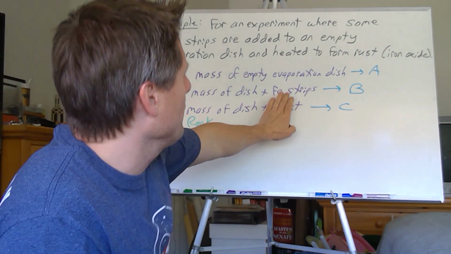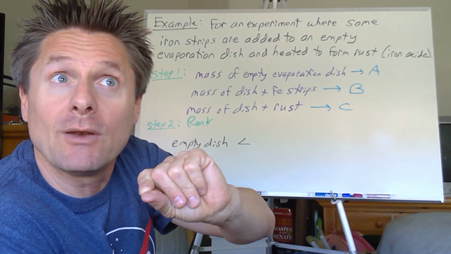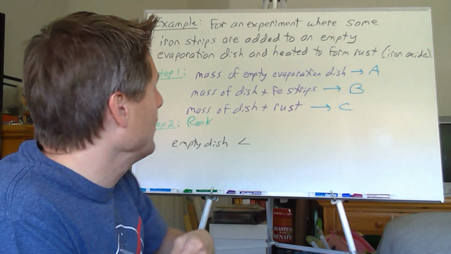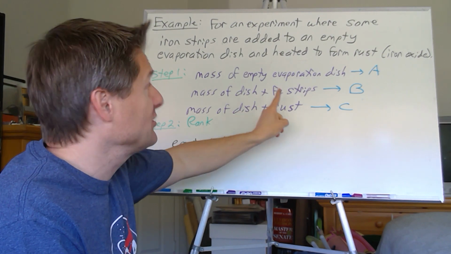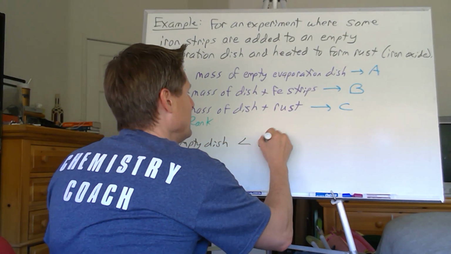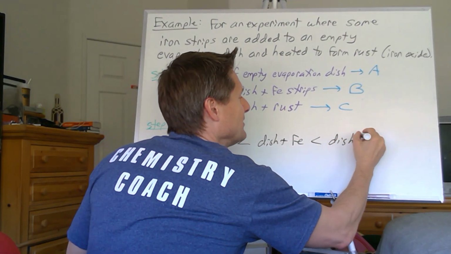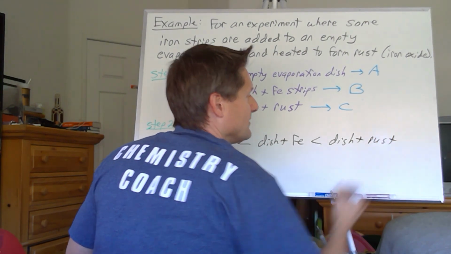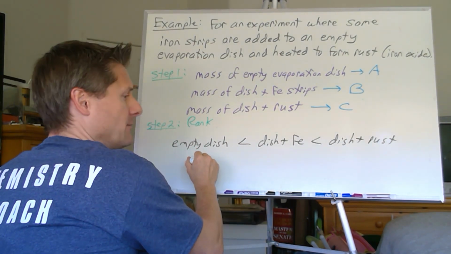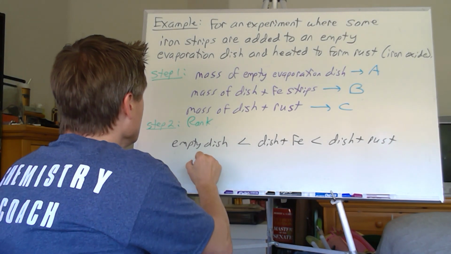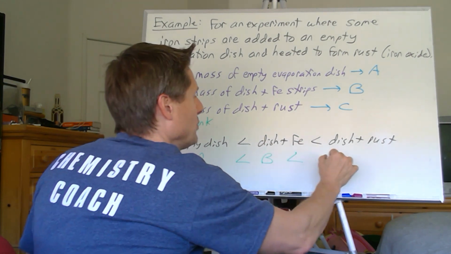And then now we got to think, would the iron strips be lighter or the iron strips with the oxygen added to it? Well, when we heat it, we're adding oxygen, so it gets heavier. So it looks like the dish plus the iron would be heavier than the empty dish, but lighter than the dish plus the iron plus the oxygen, right? So I'm going to put the dish plus the iron here, and that would be less than the dish plus the rust, which is the iron plus the oxygen. Right? And so the empty dish was A, right? And the dish plus the strips is B, and the dish plus the rust is C.